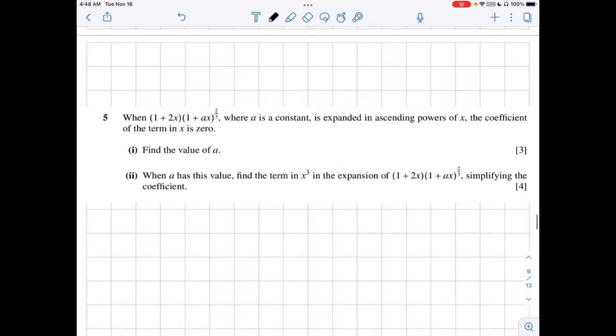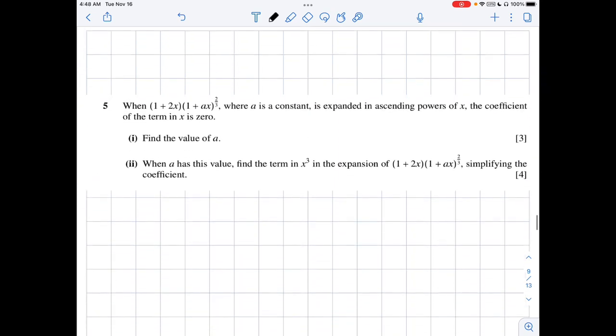Question number 5. When 1 plus 2x times 1 plus ax whole to the power of 2 by 3, where a is a constant, is expanded in ascending powers of x, the coefficient of the term x is 0. Find the value of a. So the coefficient of x is 0.